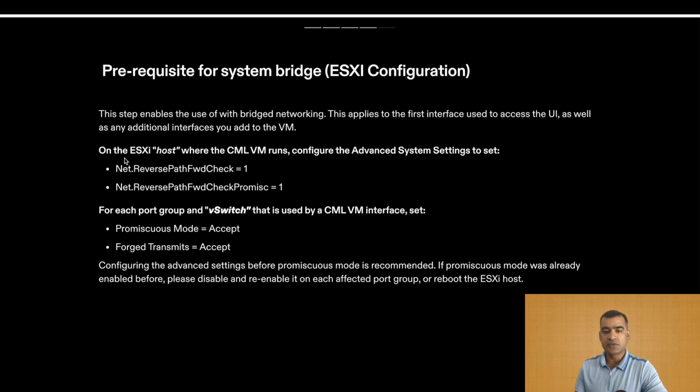So first you have to enable these advanced system settings, and then go ahead, find the vSwitch where your CML is connected to, then enable promiscuous mode and forged transmit mode by setting them to accept. These are the things you do from your vCenter or VMware, because they are necessary at the host level and the port group and vSwitch level. Again, as I mentioned, please make sure that you change the advanced setting before changing the promiscuous mode.